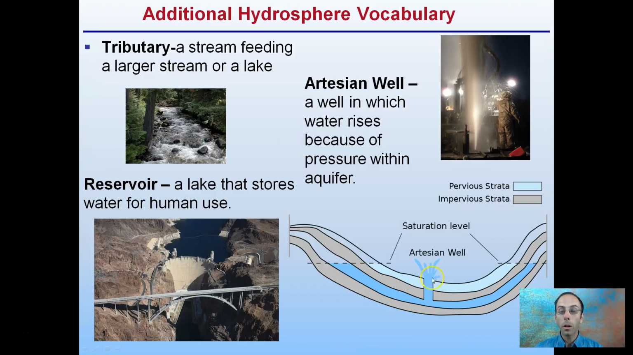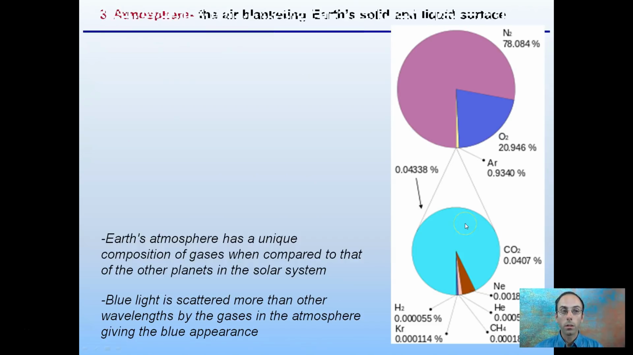So we see an example here of the artesian well. If the saturation level is above, and we punch a hole here, there is a lot of pressure, and the water flows down here. You can get this kind of free flowing, natural flowing of water through an artesian well.